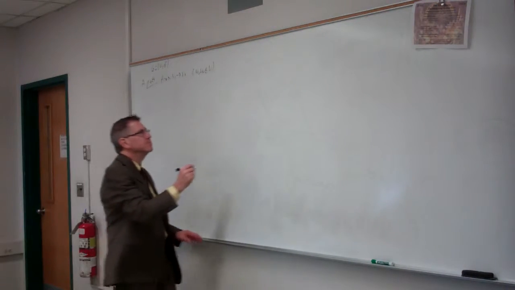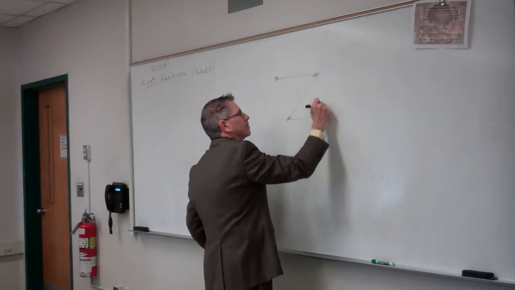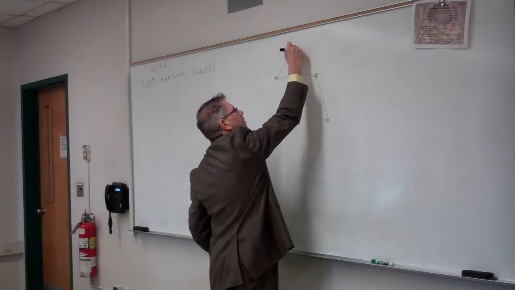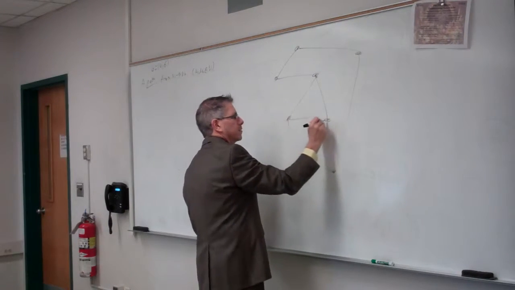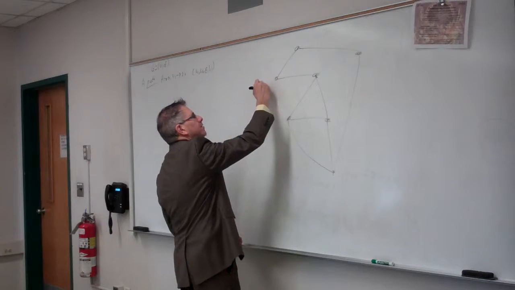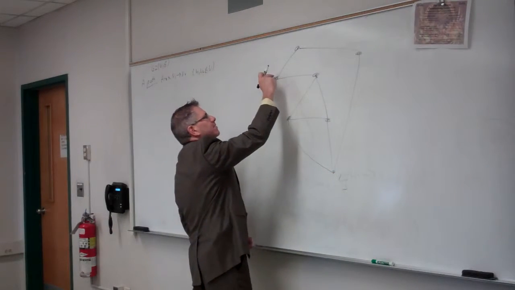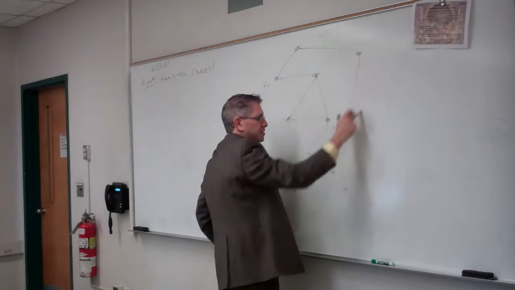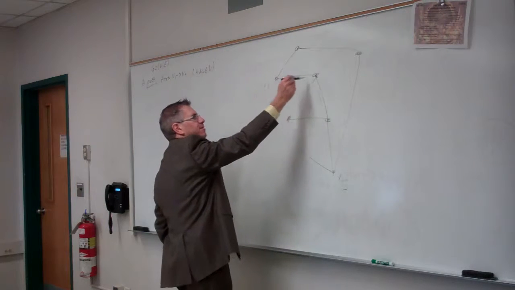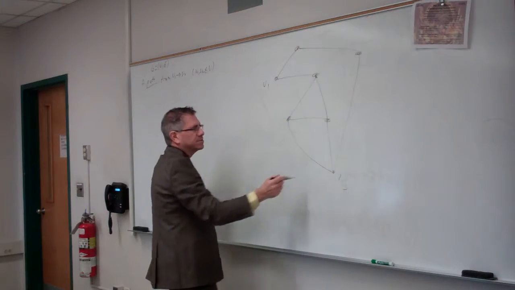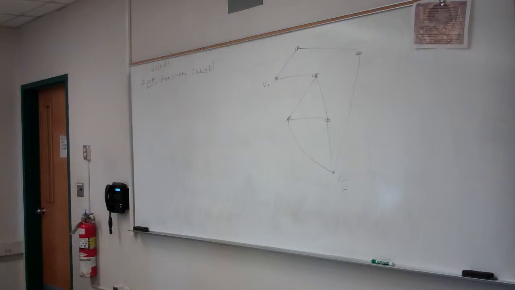So here's a graph. And if this is V1 and this is V2, then following this edge, and this edge, that would be a path from V1 to V2. So would following this edge, and this edge. And there's other possible paths as well.